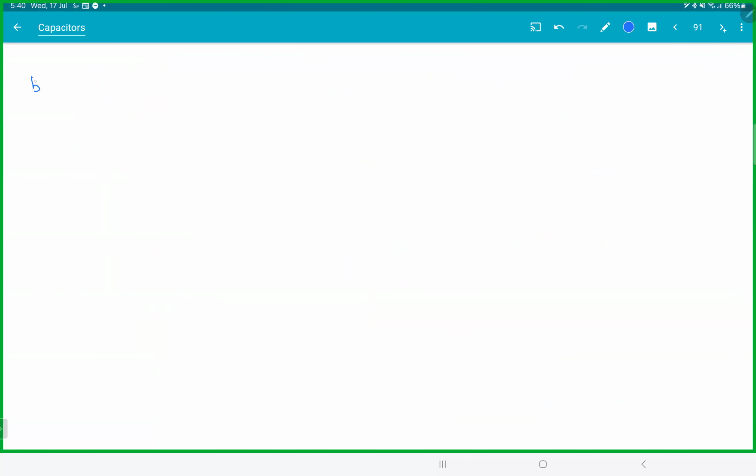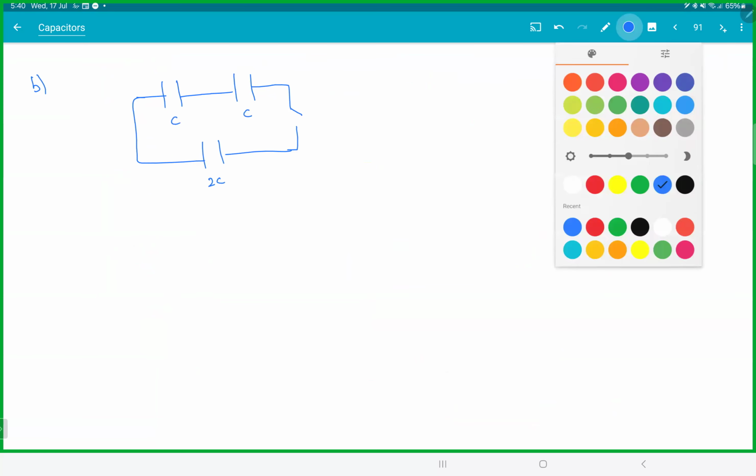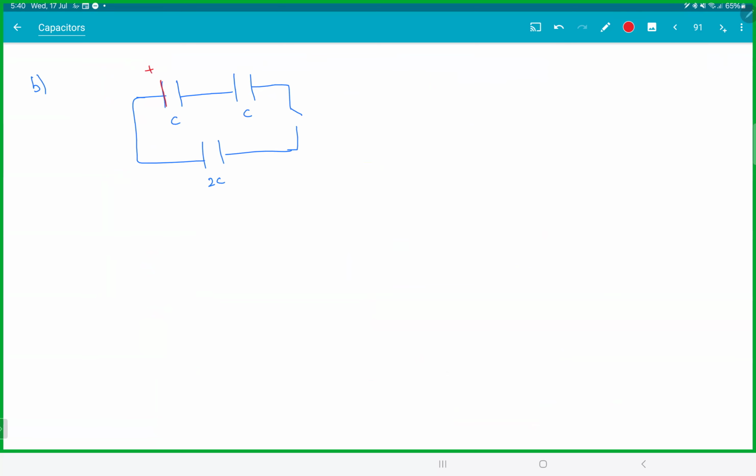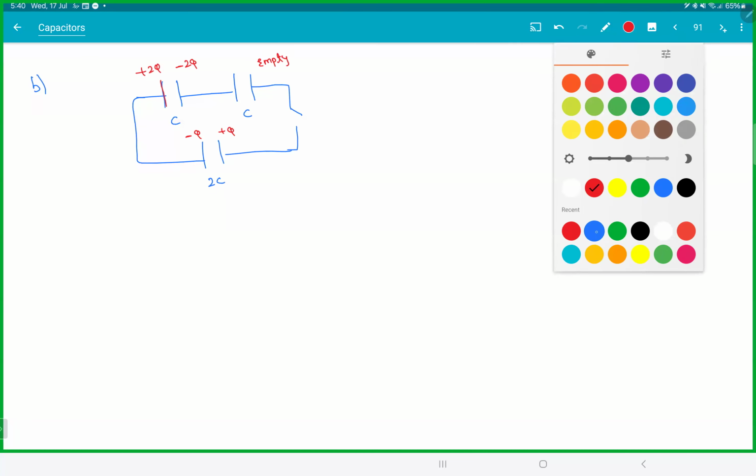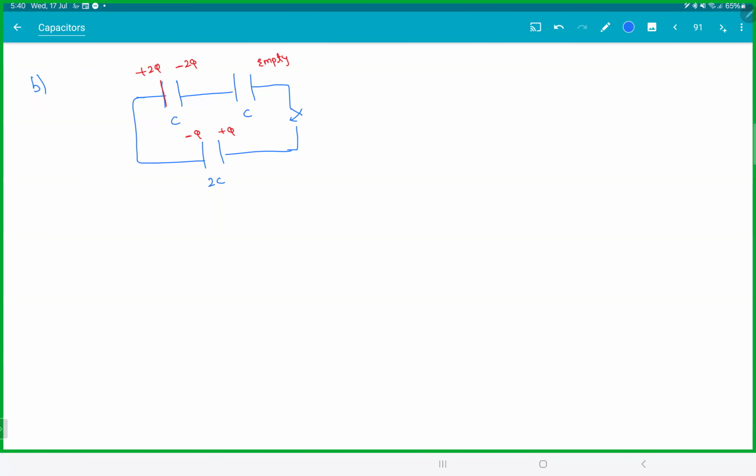You guys do this. So we have 3 capacitors with a switch. This is 2C, this is C, this is C. This guy has a charge plus Q, plus 2Q, minus 2Q. This thing has a charge minus Q, plus Q, and this is empty. Now find the charge distribution when the switch is closed. The previous one was easy. You can simply say, both have the same potential difference and you can finish it off. Here you can't say anything like that.